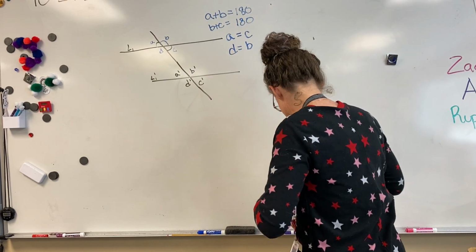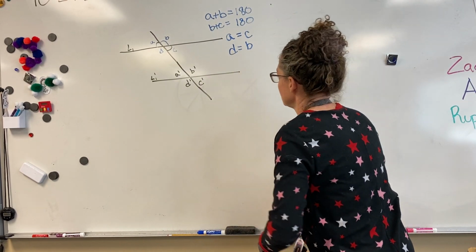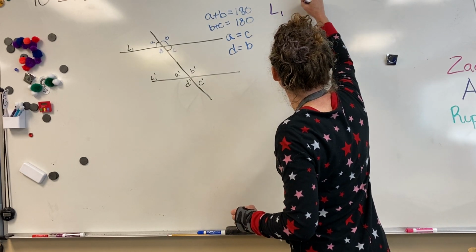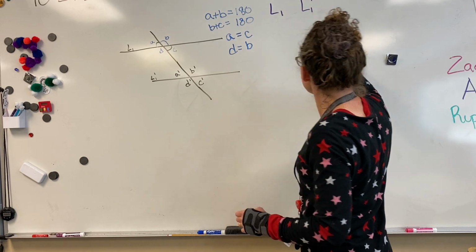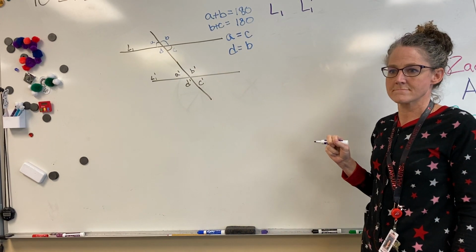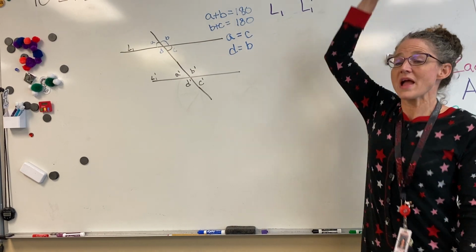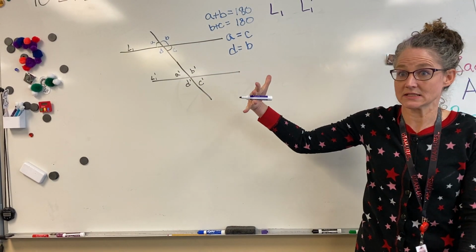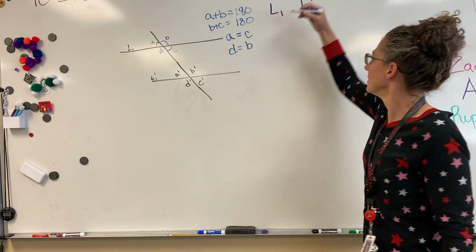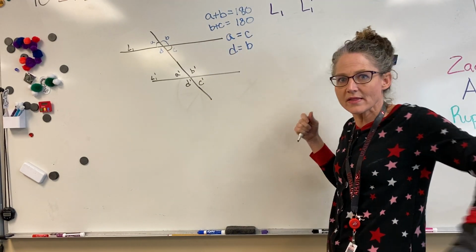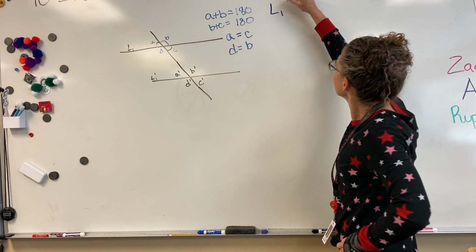Okay, let's do these things in purple. What do I know about L1 and L1 prime? What do I know about them? They're parallel. Why? They're not on the same line. Why are they parallel? They were just translated along vectors.